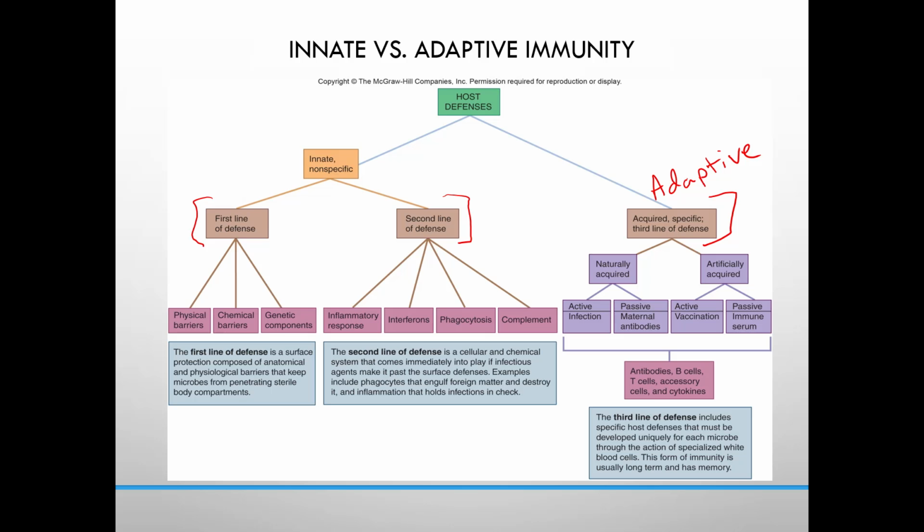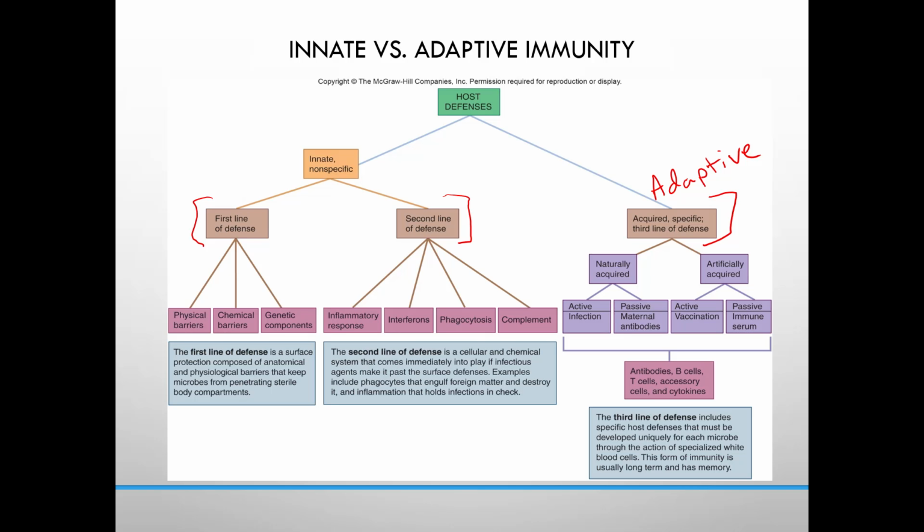So the first line of defense is surface protection that tries to prevent pathogens from getting into the body. So it tries to prevent an infection from happening. The second line of defense is when the pathogen got into the body. It started to overgrow. It's starting to cause an infection. So you have these cellular and chemical responses that are not specific, and they help protect the body or prevent further expansion of that infection.